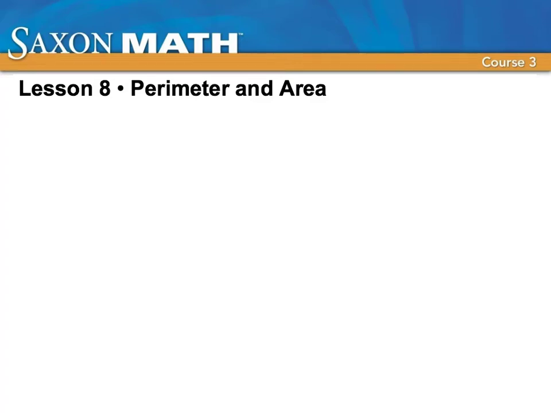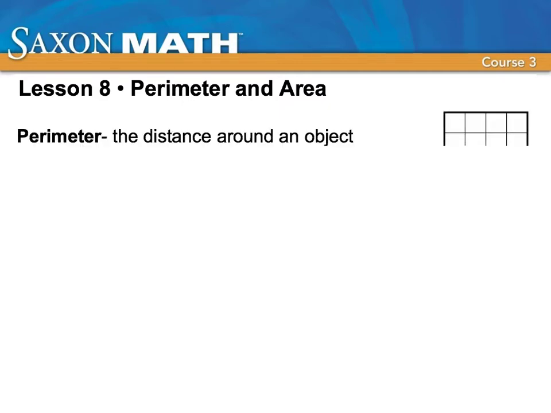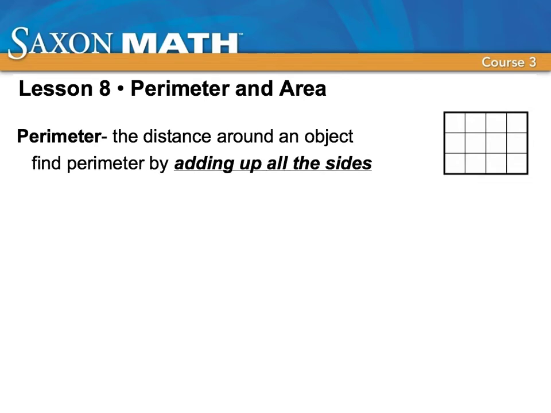Okay, we're on lesson 8 now. This lesson is about perimeter and area. Before we can start, we're going to have to define what perimeter and area even are. Perimeter is the distance around an object. So, the distance around an object. And then you find perimeter by adding up all the sides.